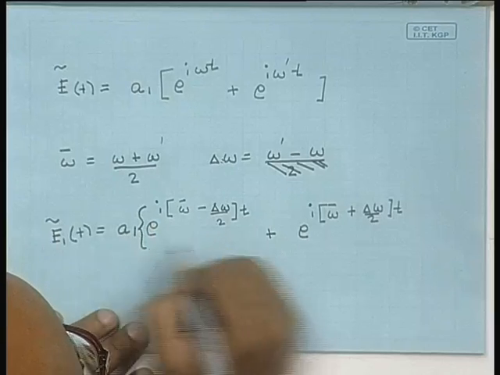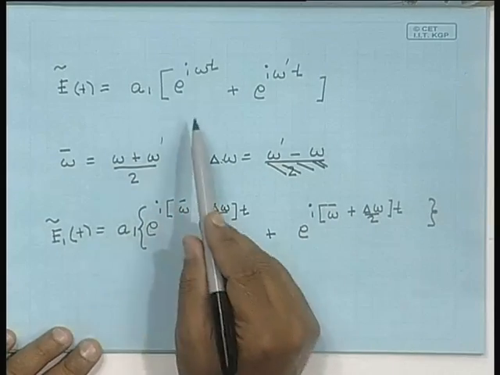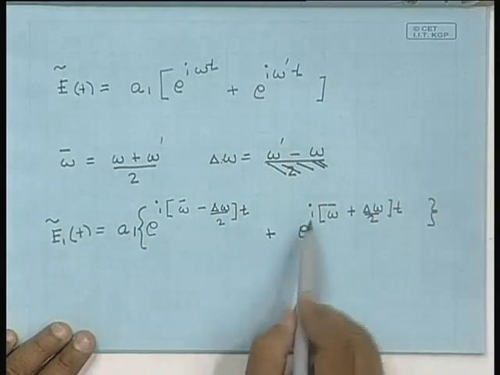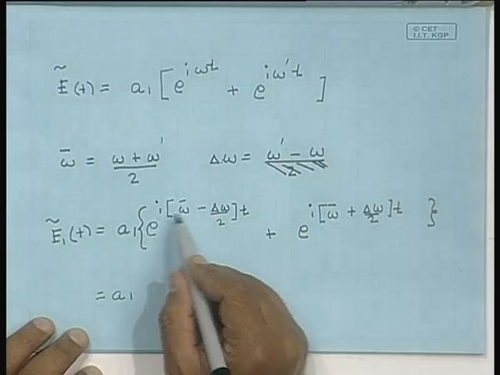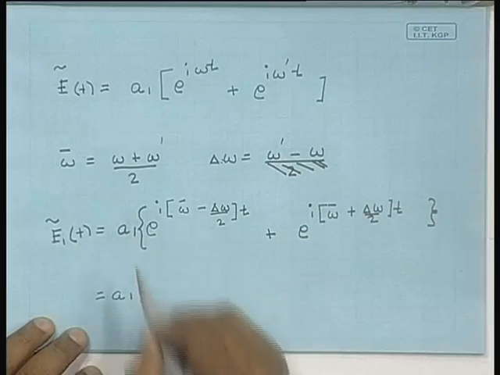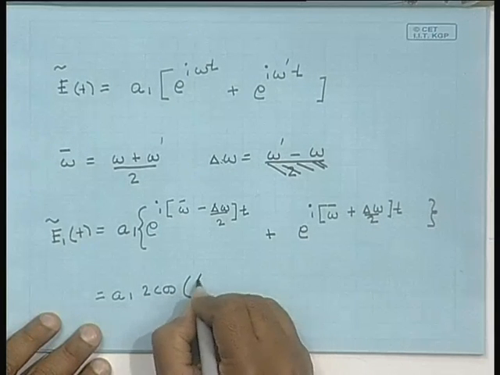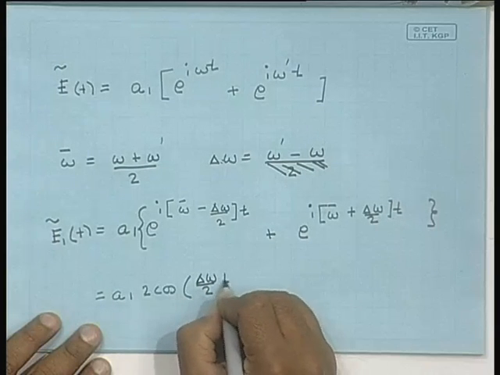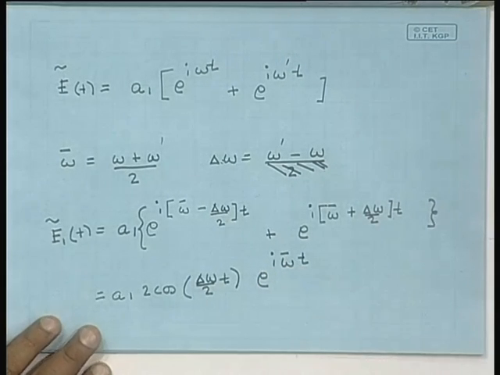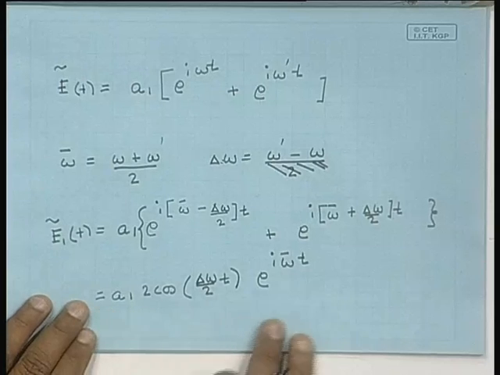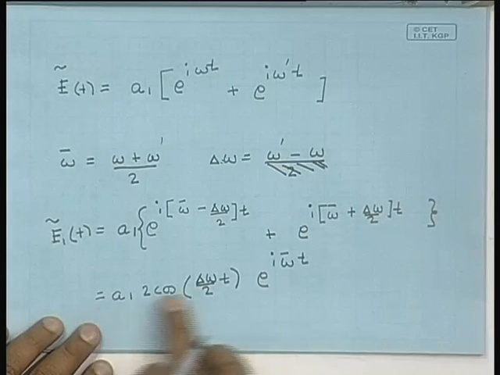So, the same electric field, the same wave which was a superposition of two different frequencies, can also be written like this, as A1. Now, I can take e^(iΔω t/2) common outside. If I take it common outside, then I will get a term which is 2 cos(Δω t/2) e^(iω̄ t). So, what we have done here is just a little bit of algebra, by means of which we have written the wave, a superposition of two different frequencies, in this form.